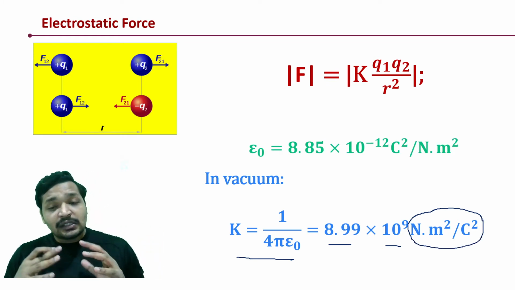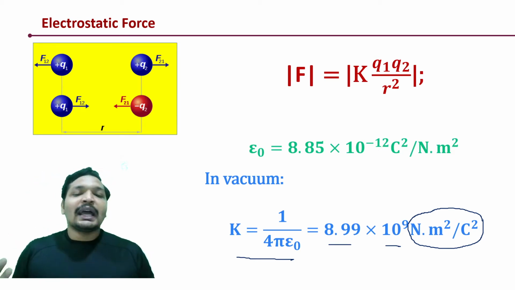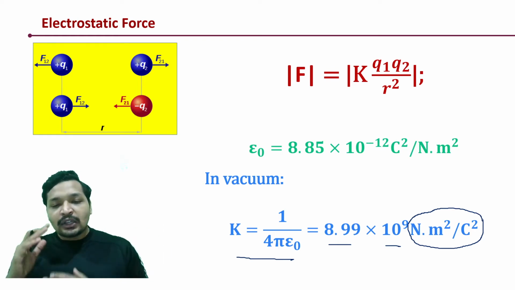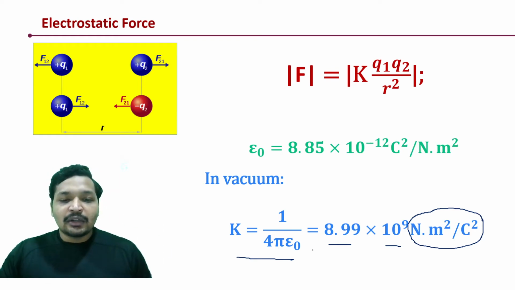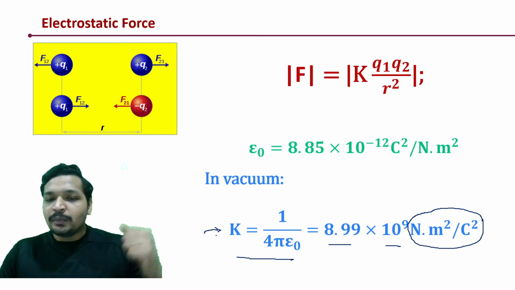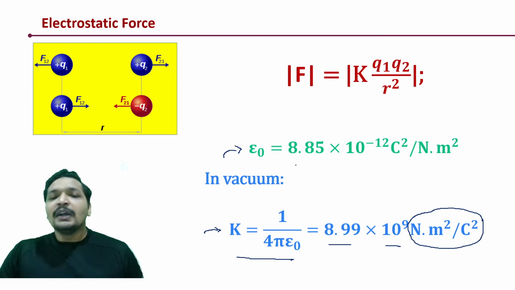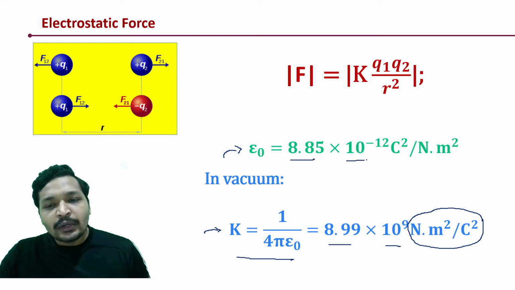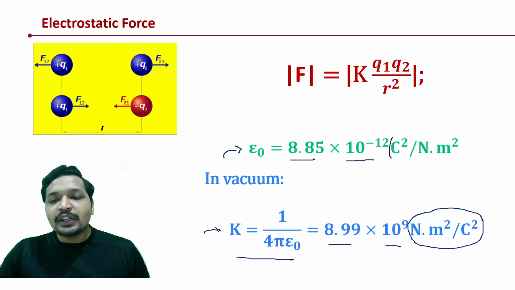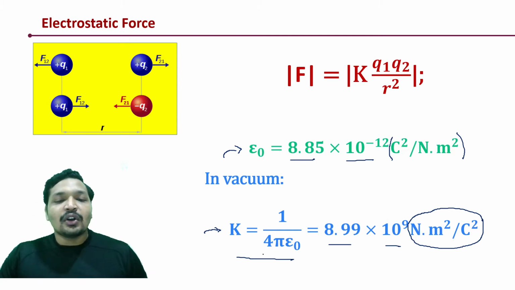Exactly, constants also have some units associated with them. Constants are not dimensionless. So K is equal to 1 by 4 pi epsilon naught, which is nothing but Coulomb's constant, and Coulomb's constant's unit is Newton meter square per Coulomb square. And when we get to epsilon naught, this epsilon naught is nothing but the permittivity of free space. And what is the value of epsilon naught? 8.85 into 10 to the power minus 12, and the unit is going to be Coulomb square per Newton meter square, exactly opposite of that of your Coulomb's constant, right?